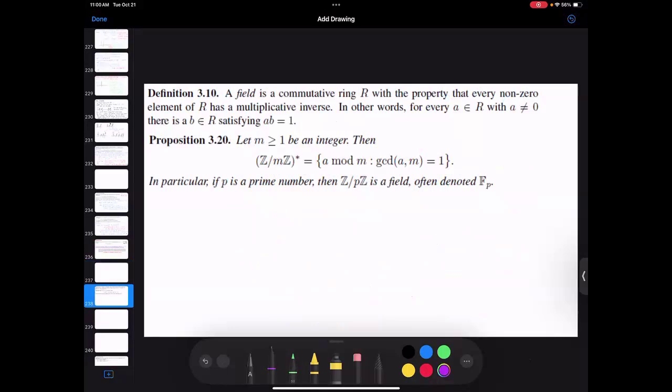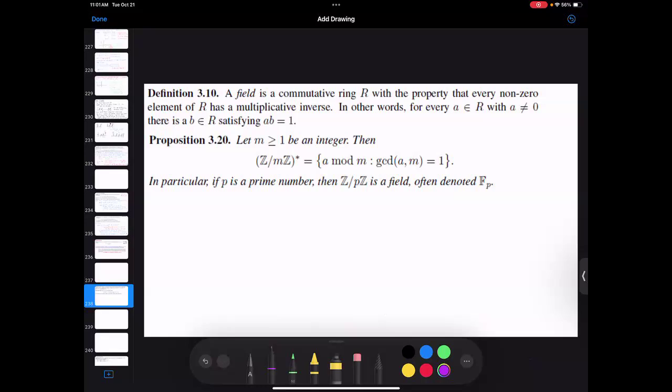So I think we've seen this before. A field is a commutative ring with the property that every non-zero element of R has a multiplicative inverse. Unless your ring is just the element 0 and 1 equals 0, there's no way 0 is going to have a multiplicative inverse. So in any legitimate ring that we're looking at, 0 is not going to be invertible. So if you require that you have multiplicative inverses, that's too much to ask for. So the hope is that if I give you something that's not 0, it will have a multiplicative inverse.